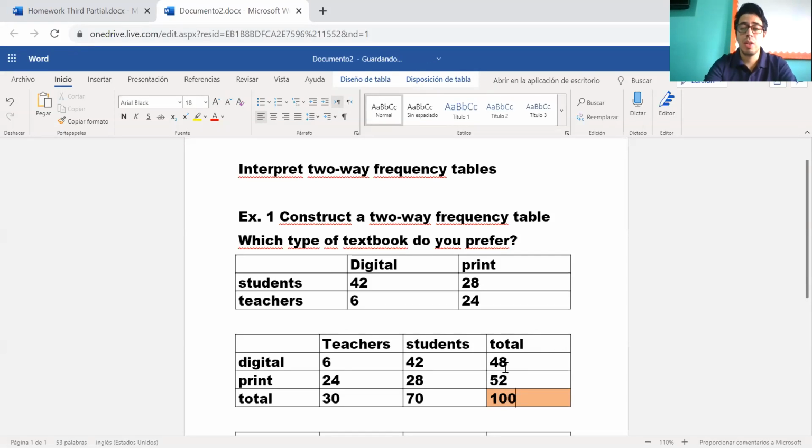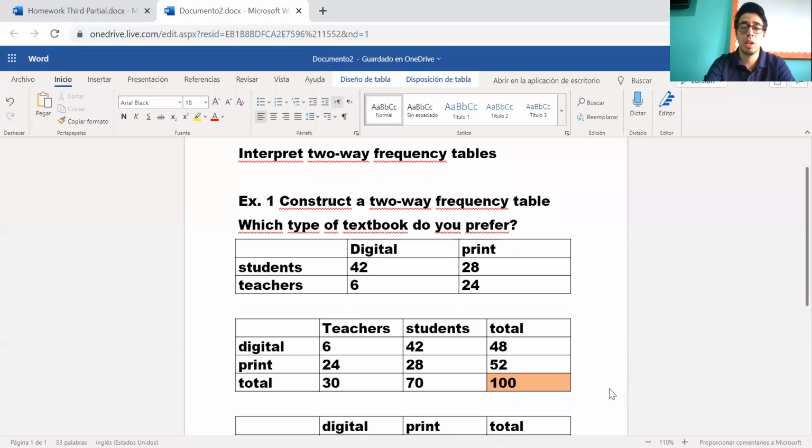So you can see, even if you add this or you add the other category, you need to obtain the same result. Because this is the original data that you have. They told you that they asked the same questions to 100 people. So the total of the people has to be 100. It couldn't be another number.